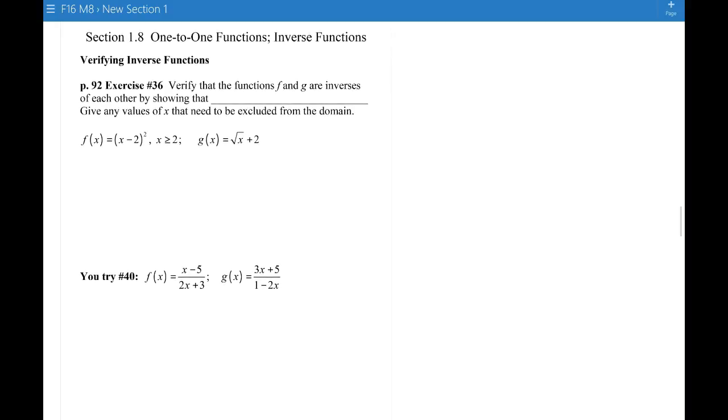So to verify that functions are inverses of each other, we show that f of g of x equals x and that g of f of x equals x. And you have to do both. So you show that if you compose. Remember we talked about composing f of g and g of f. This is the same idea as composition.